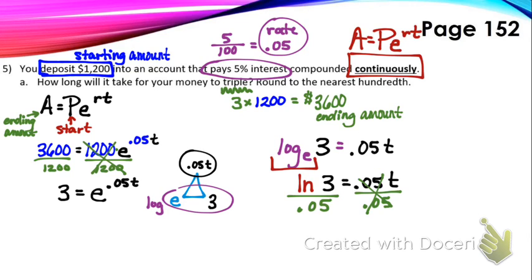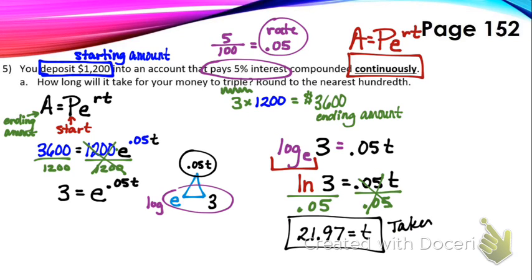What do we get? So remember, you want ln 3, close your parentheses, divided by 0.05. 21.97 is equal to t. What does that mean? Takes almost 22 years for the money to triple. Almost 22 years for that money to triple.